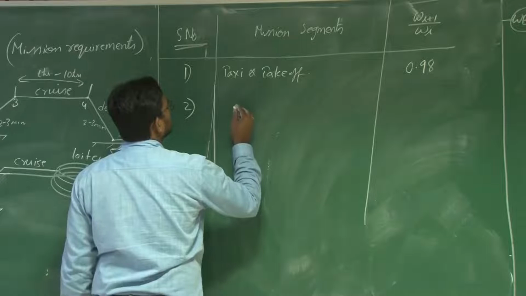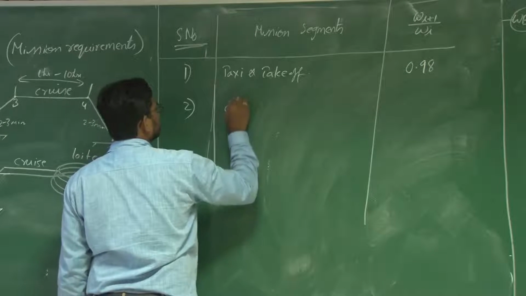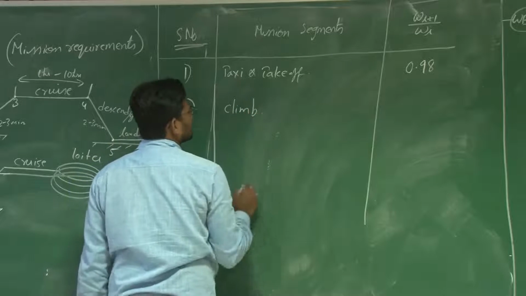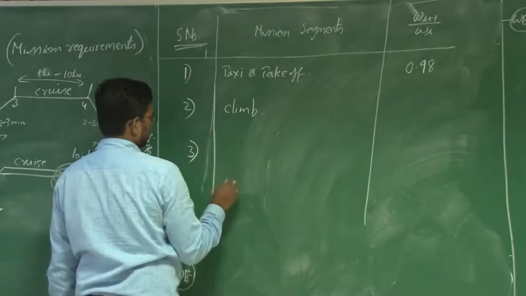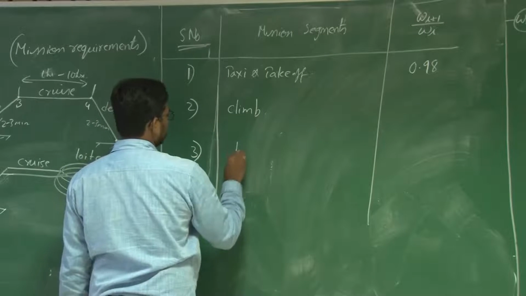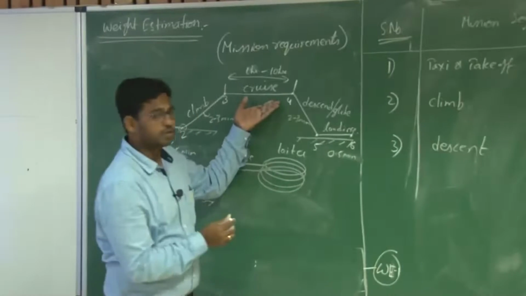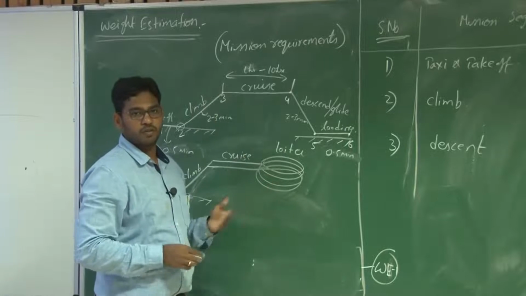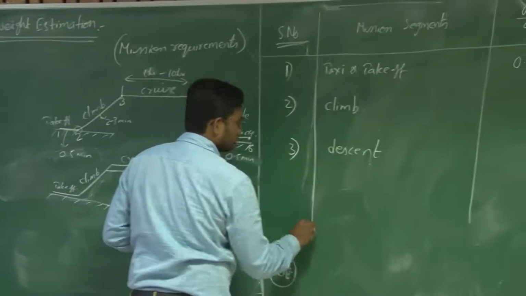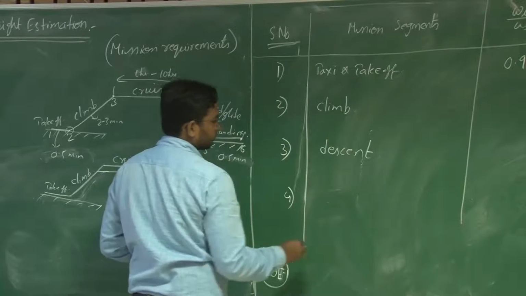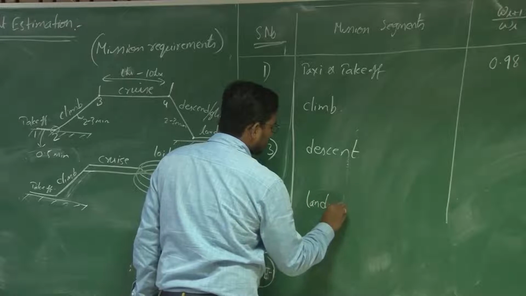The second one is climb. The third one is descent. We can't comment much on cruise, because for each and every UAV the mission is different, so you can't compare it. The fourth one is landing, approach and landing.